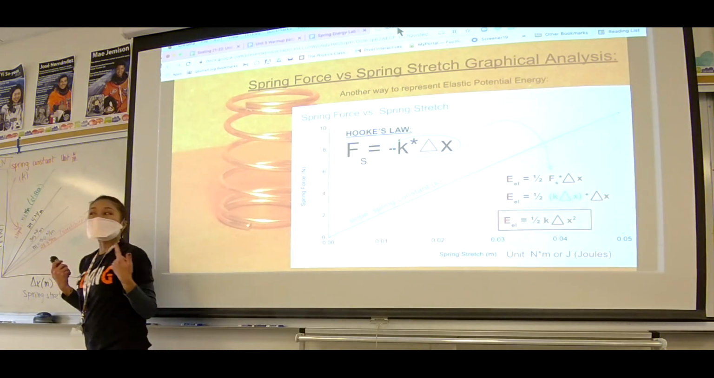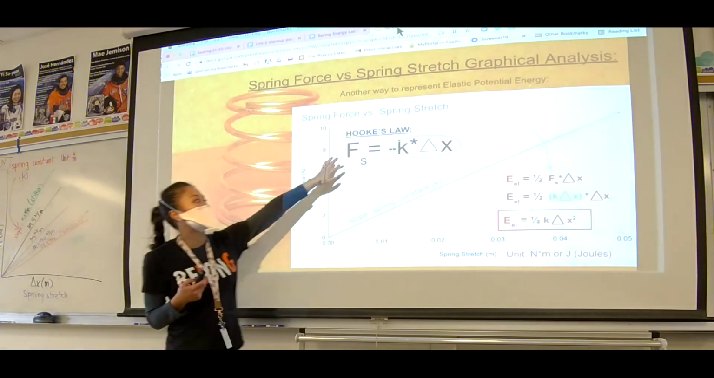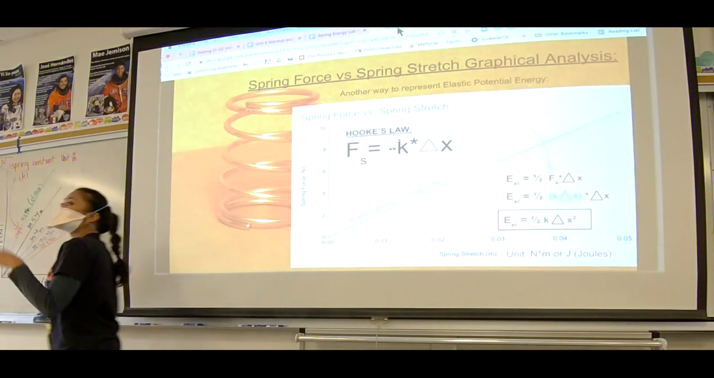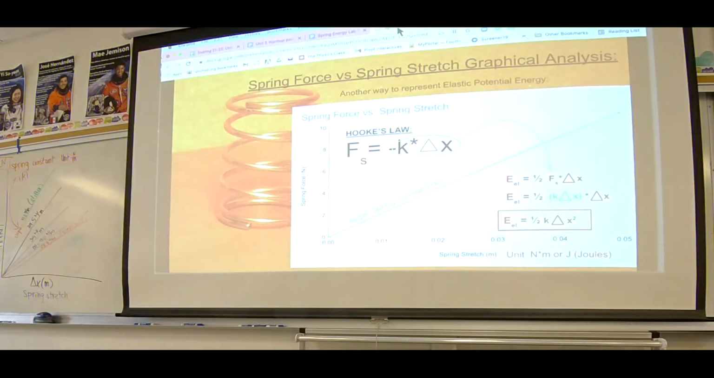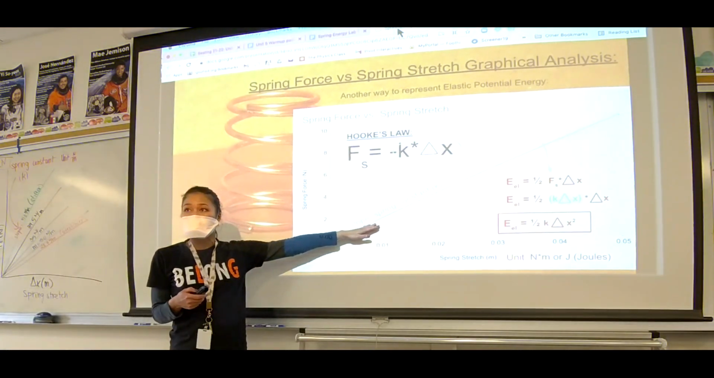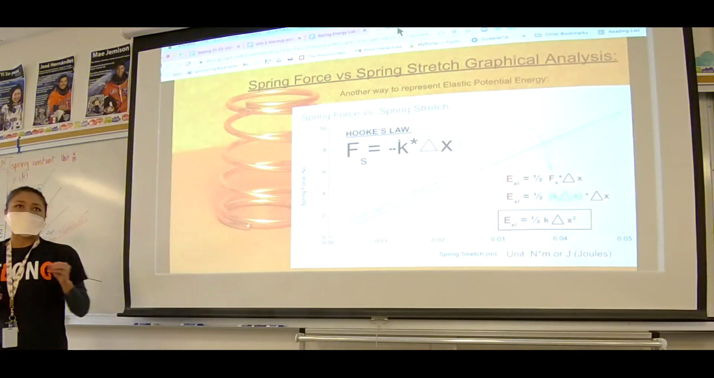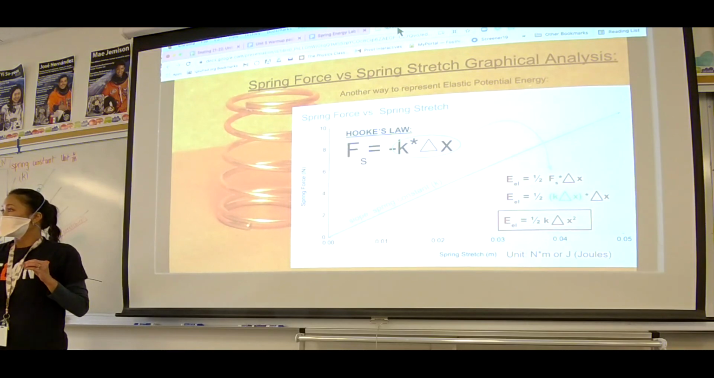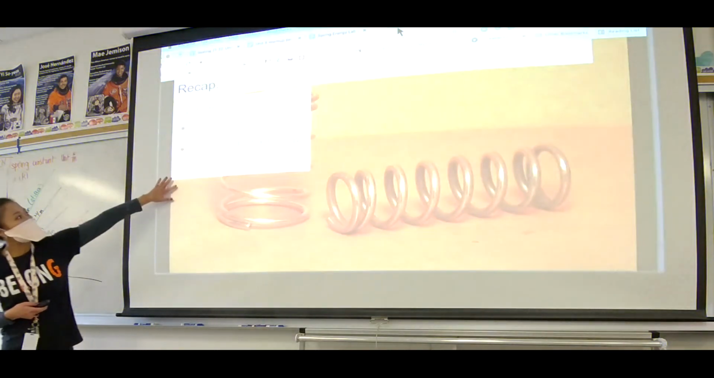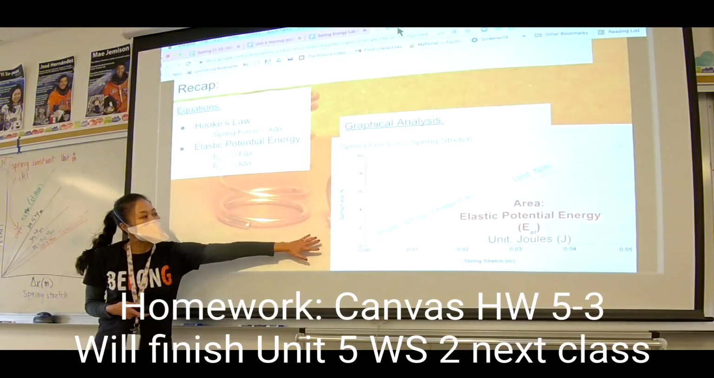So you have 3 new equations: 1 for spring force and 2 for elastic potential energy. You also have 2 graphical analysis concepts. One is the fact that the spring constant is your slope, and 2 is the fact that the area under the curve is your energy. So this is my recap. Equations are here, and graphical analysis is here.